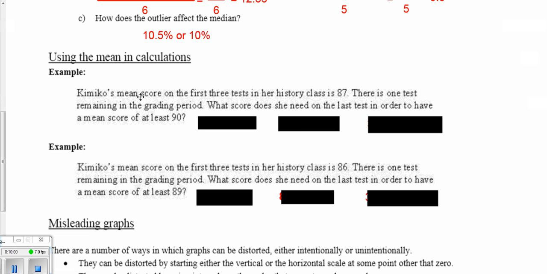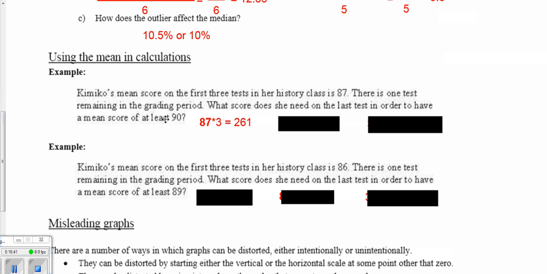Let's look at how we can use means in calculations. For example, Kimiko's mean score on the first 3 tests in her history class is 87%. There's one test remaining in her grading period. What score does she need on the last test in order to have a mean score of at least 90? Well, if there were 3 tests at first and she had an average of 87, we should be able to take 87, the average, times 3, and that'll give us the total number of points after those first 3 tests. So after 3 tests, she has a total of 261.